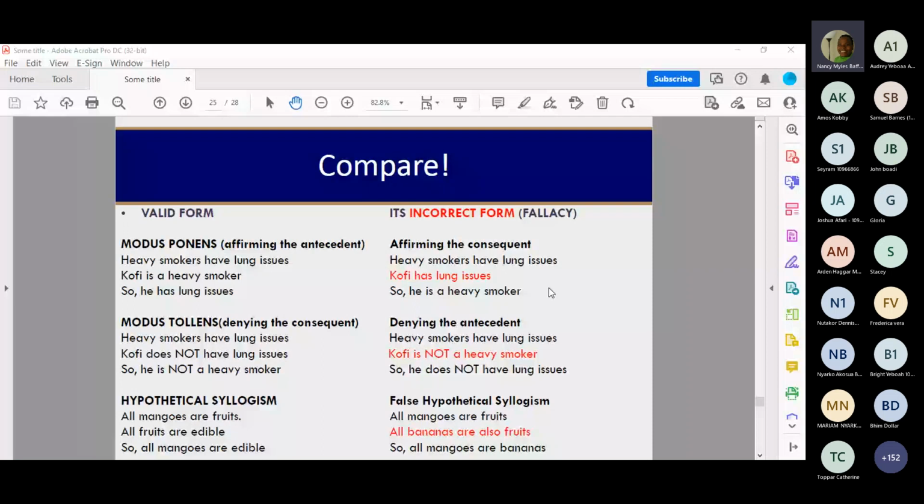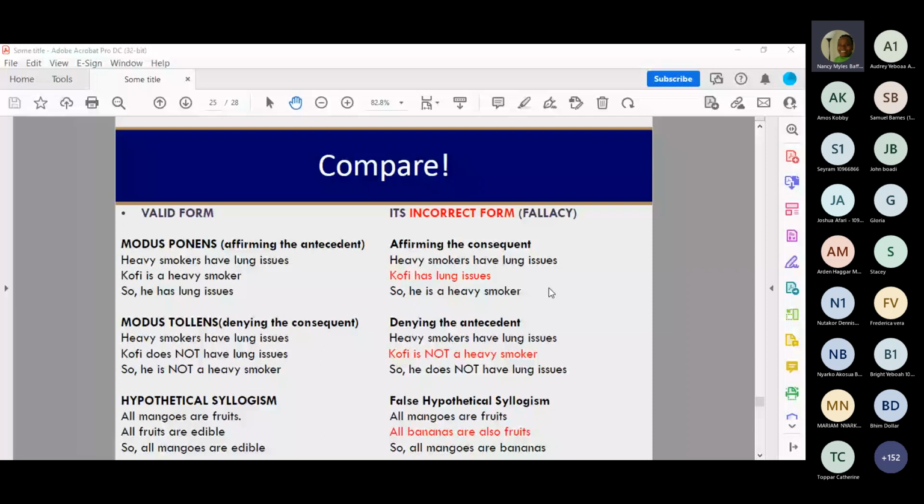I'm giving you a conditional statement. If you do not study, then you will not pass. God forbid that for you. You will study and you will pass, but we are doing examples. So if you do not study, then you will not pass. Now we're going to use Kofi. Develop a modus ponens valid argument for me, where you affirm the antecedent.